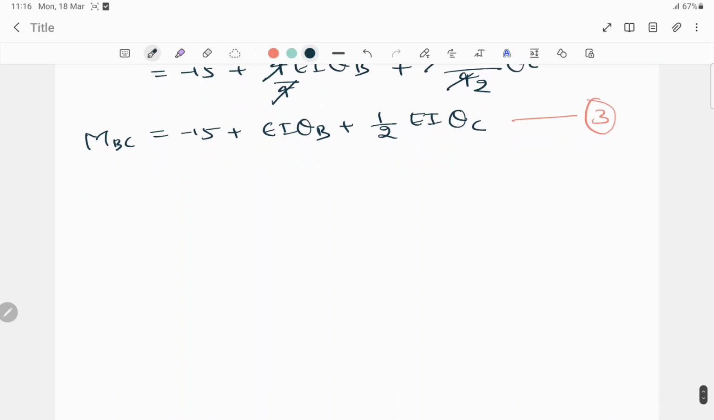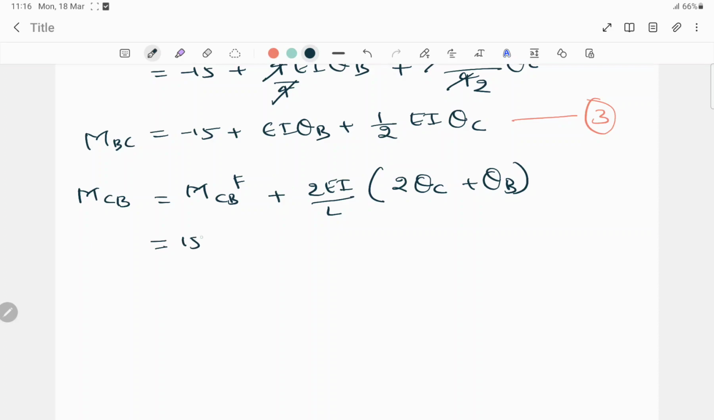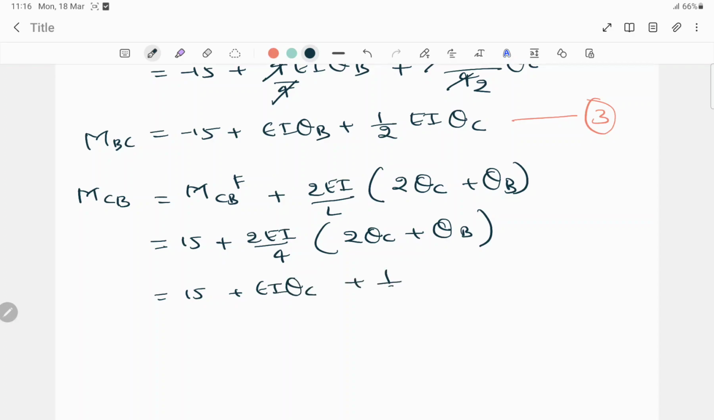Now that was B to C, and now we'll find C to B. The equation is almost the same. The fixed moment C to B plus 2EI by L bracket 2 theta C plus theta B. We just need to put the values here: plus 15 plus 2EI, the length is 4, 2 theta C plus theta B. Solving this, the equation becomes EI theta C plus half EI theta B, M_CB. Let it be equation number 4.